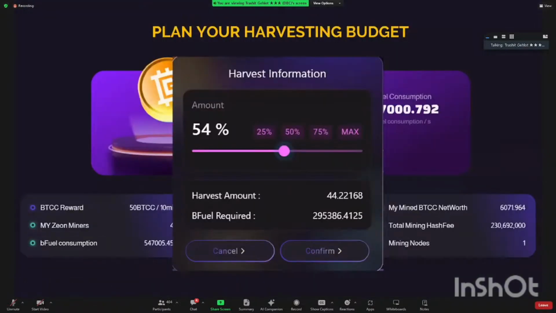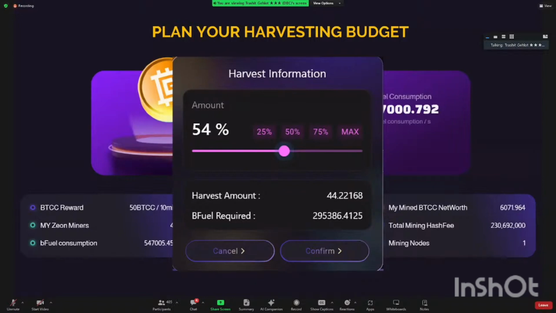Practically, what I recommend is, never ever sell off your BTCC to pay your harvesting fees. Again, I'll repeat, the mistake people have made is that they mined and claimed BTCC, but they sold off their BTCC to pay the harvesting fees to mine new BTCC. So it's useless.